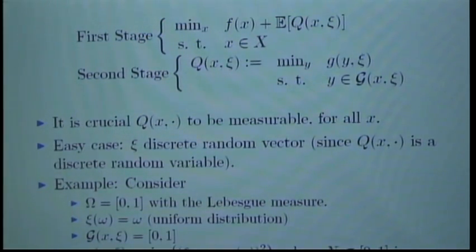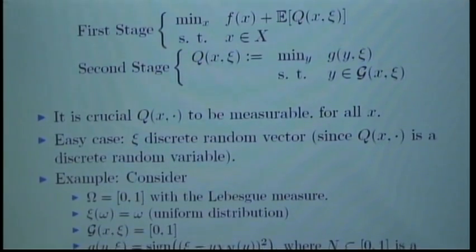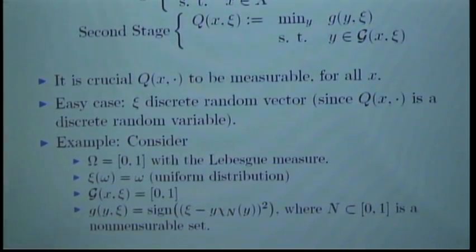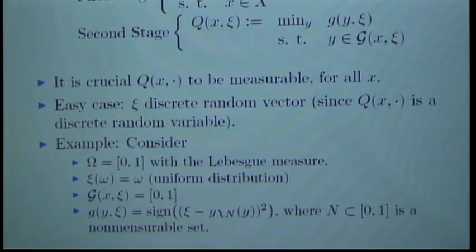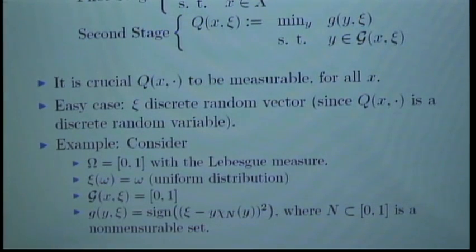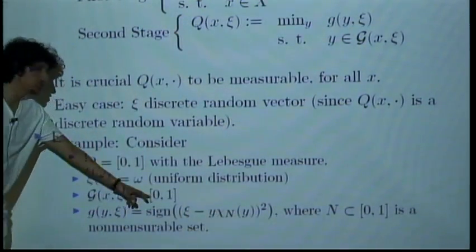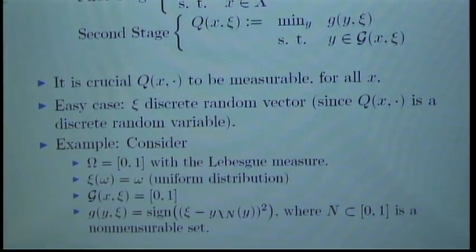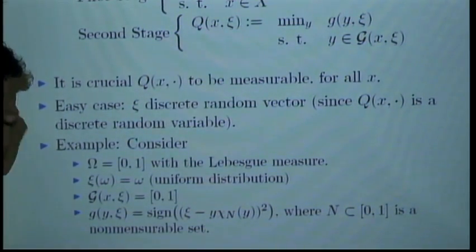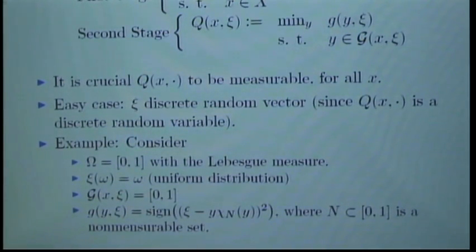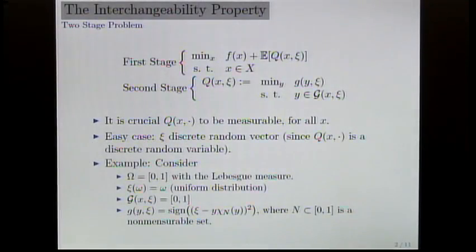We are considering the probability space as being the segment 0, 1, with the Lebesgue measure. So we can take this random vector as being actually a random variable. We can define this feasible set as the segment 0, 1. So it's quite regular, it's fixed. But the objective function is a little more complex. I am going to write that here.